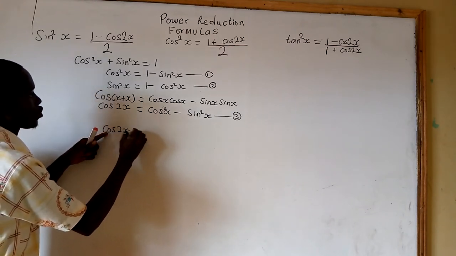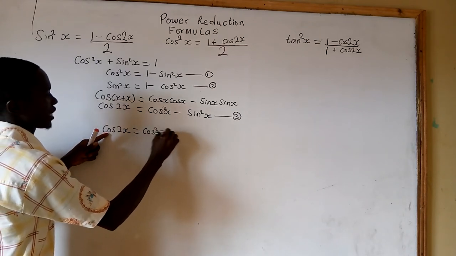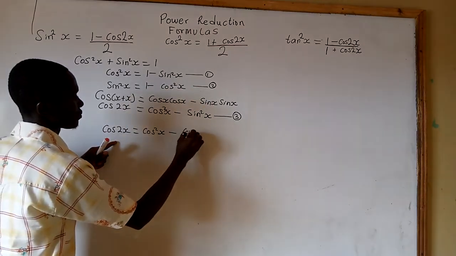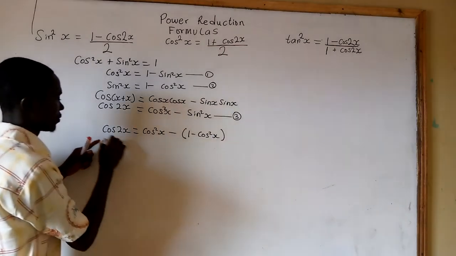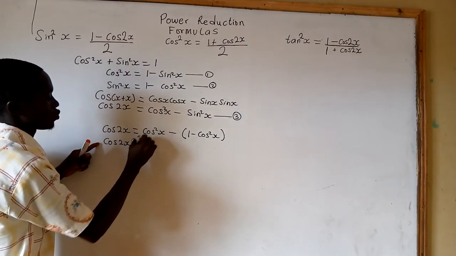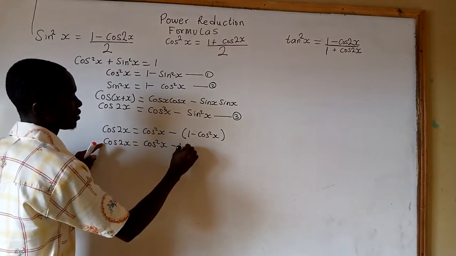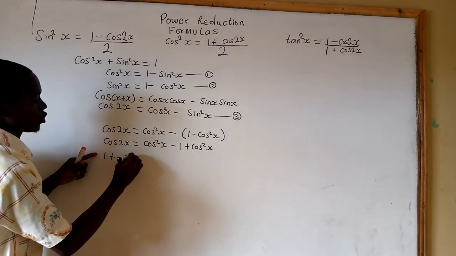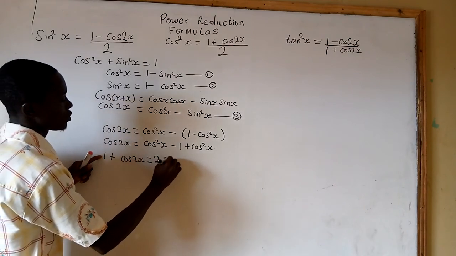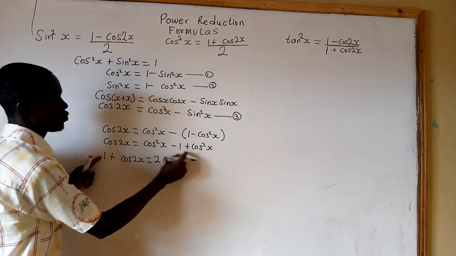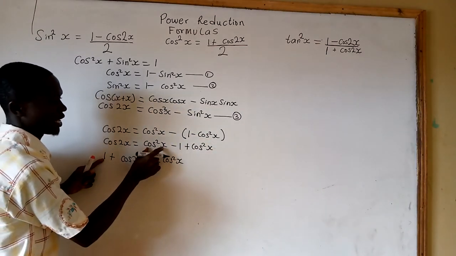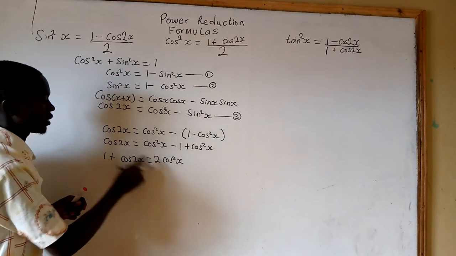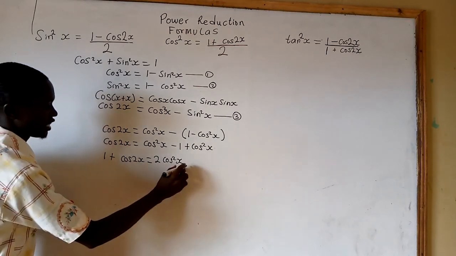Now let us substitute equation 2 into equation 3. Cos 2x equal to cos squared x minus sine squared x, which is cos squared x minus (1 minus cos squared x). So cos 2x equal to cos squared x minus 1 plus cos squared x. 1 plus cos 2x equal to 2 cos squared x. That is, if we bring 1 to this side, we get positive 1, and cos squared x plus cos squared x give us cos squared x times 2. Now, we divide here by 2 and divide here by 2.